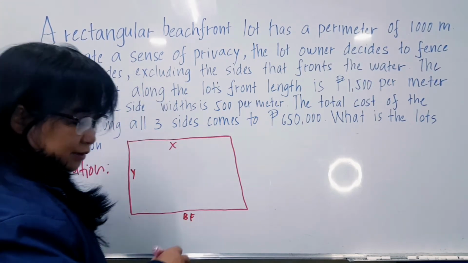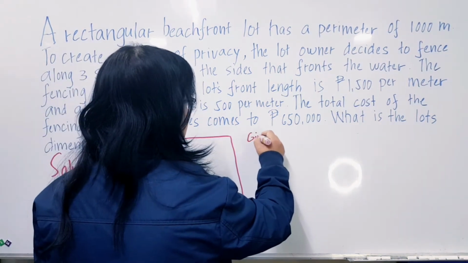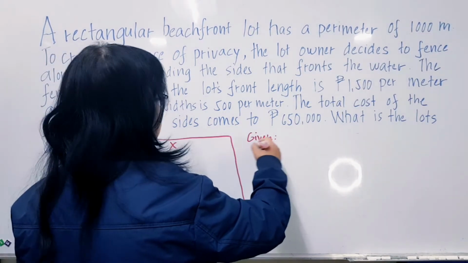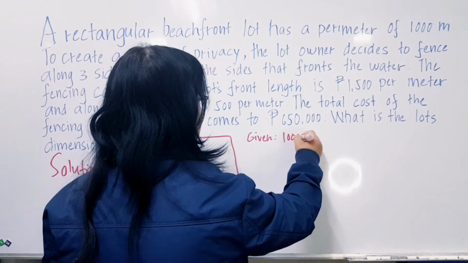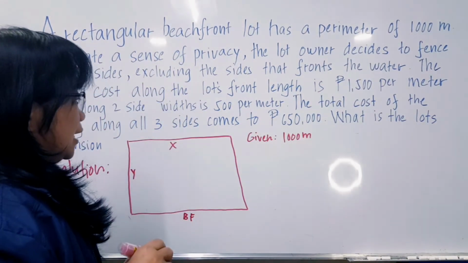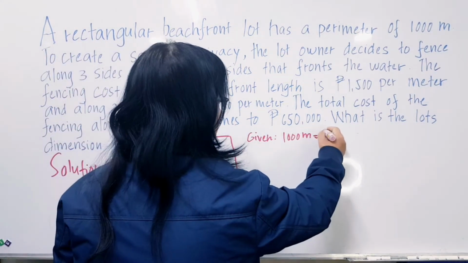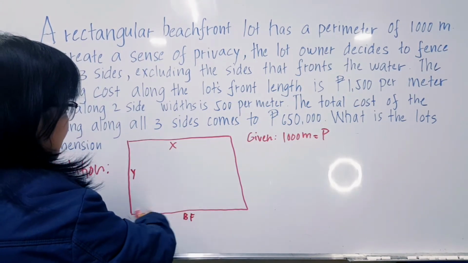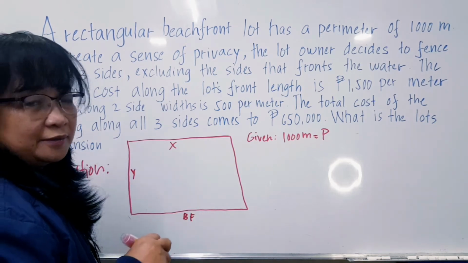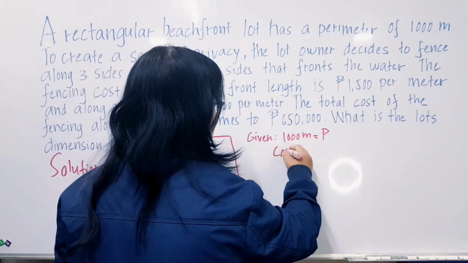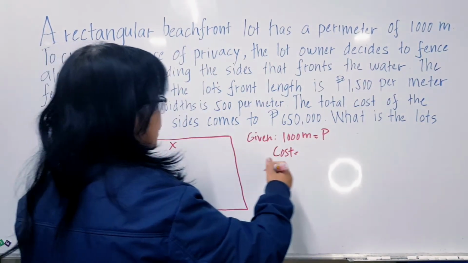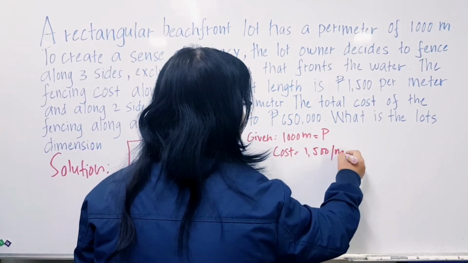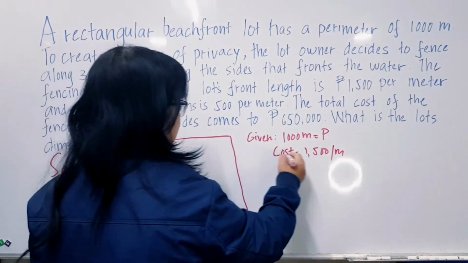Ang given dito is the perimeter. The given is the perimeter of this rectangular lot, which is equal to 1,000 meters. And then we have this one, the front length, is 1,500 per meter. Ang cost to fence the one side is 1,500 pesos per meter, sorry. So this one, the cost of the X.